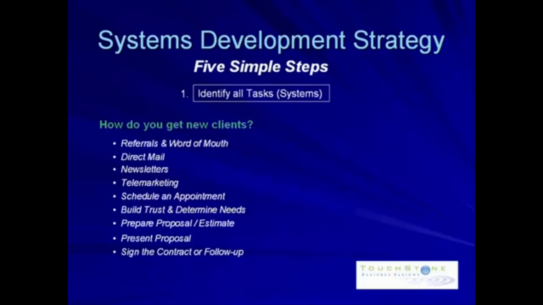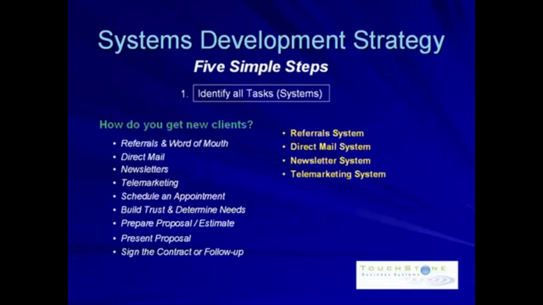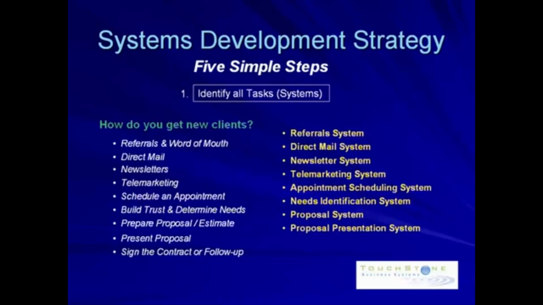That's pretty easy, right? What have you discovered? You've discovered that you have a referral system, a direct mail system, a newsletter system, a telemarketing system, an appointment scheduling system, a needs identification system, a proposal presentation system, a contract completion system, and a prospect follow-up system.